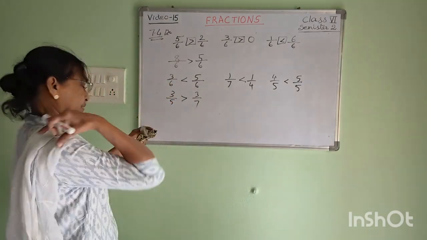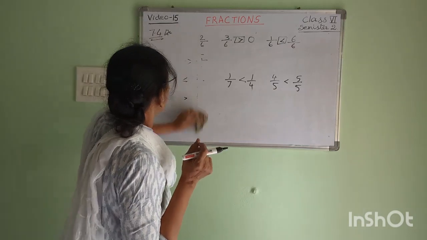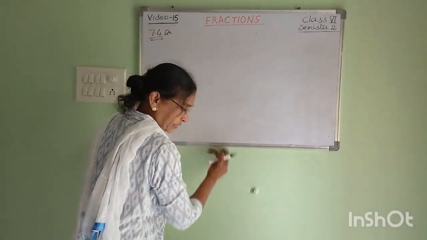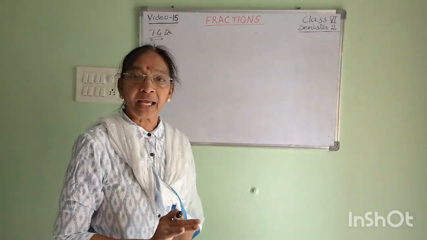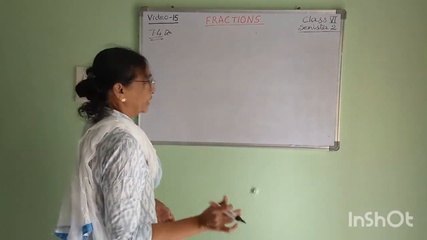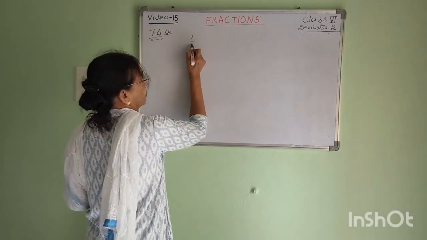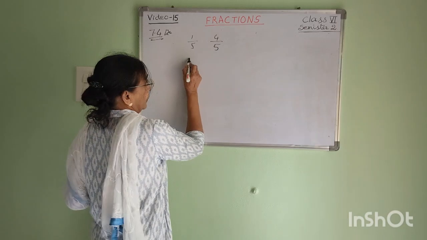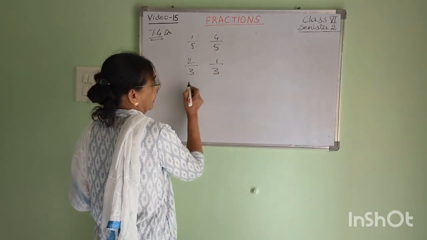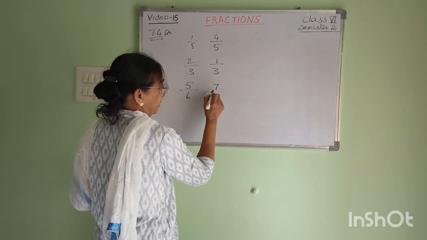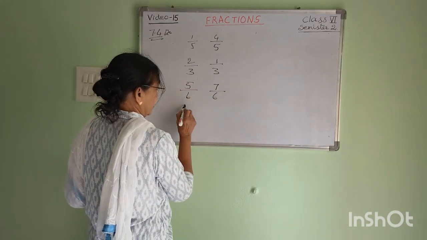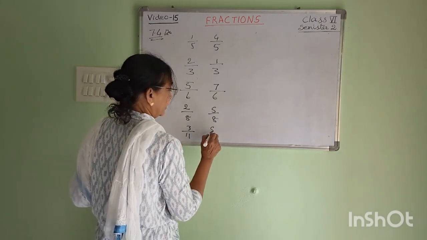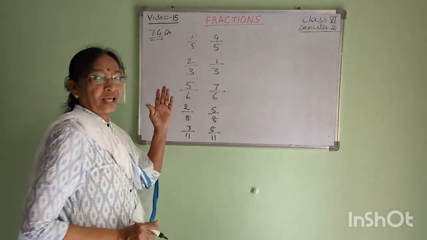We will give some examples. I will give 3 like fractions and 3 unlike fractions having the same numerator. So first, like fractions: 1 by 5 and 4 by 5. Next, 2 by 3 and 1 by 3. 5 by 6, 7 by 6. 2 by 8, 5 by 8. 3 by 11, 8 by 11. These are all like fractions.